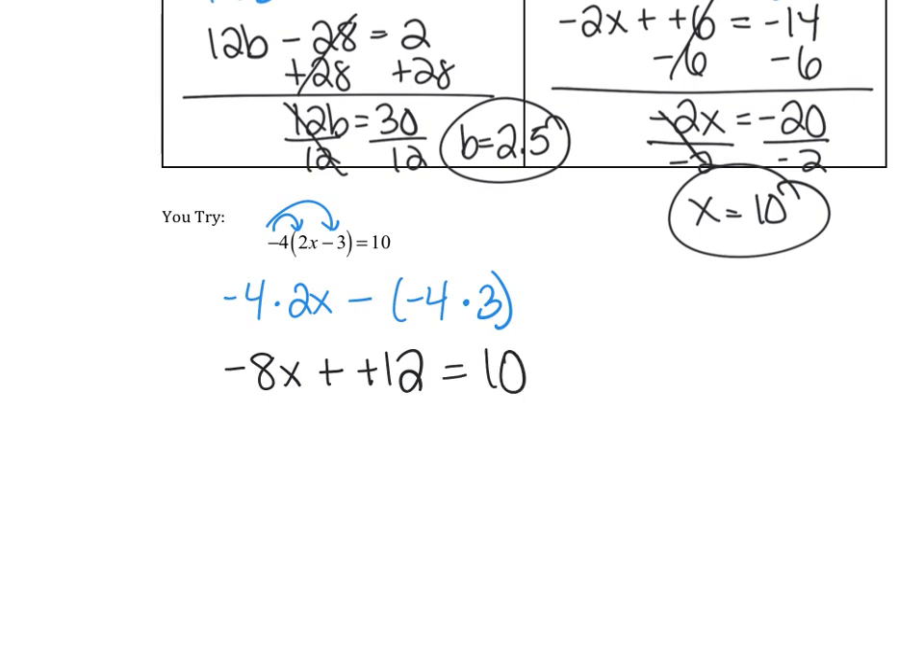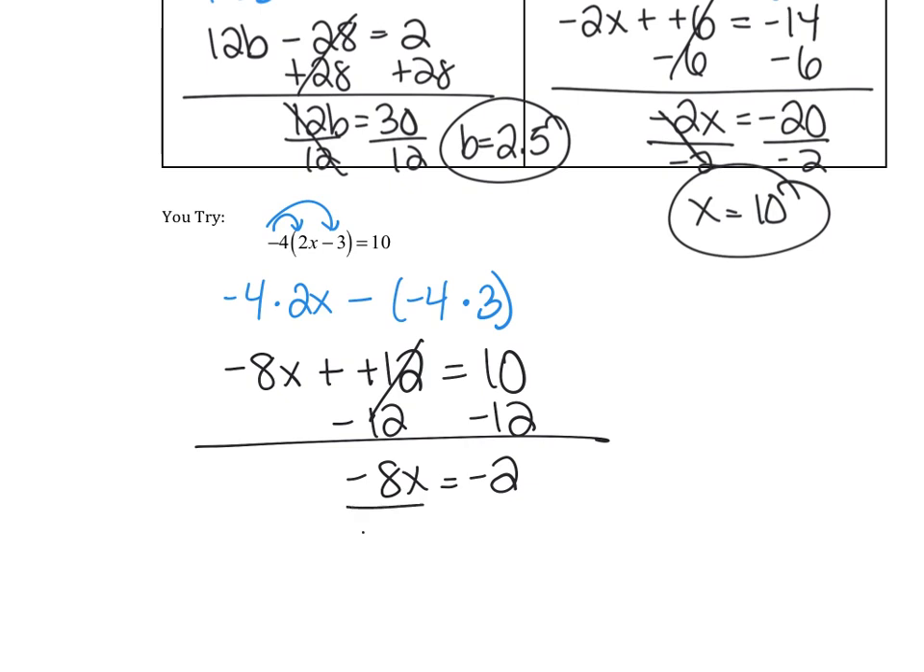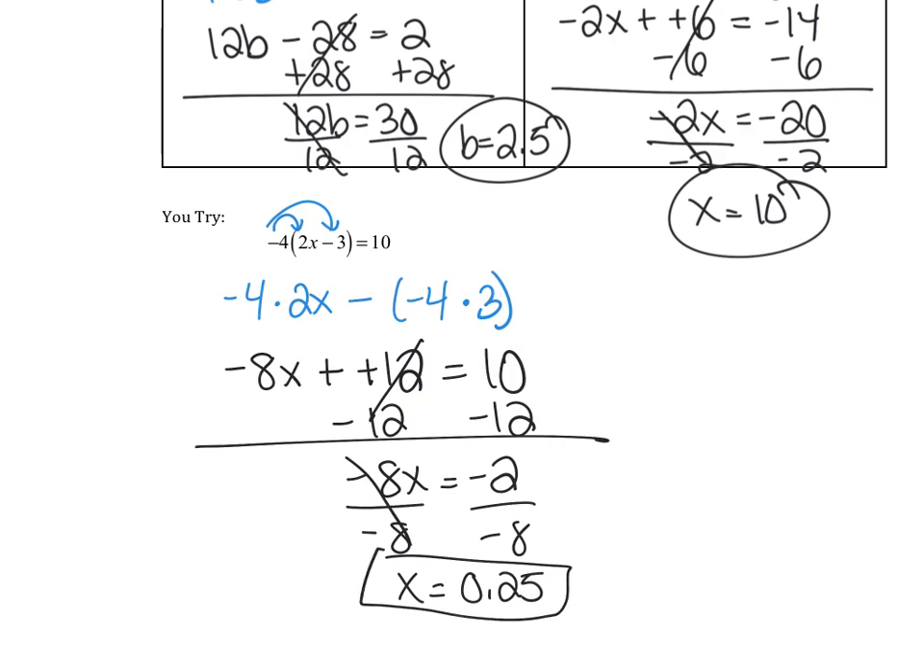Now that you have a negative 8x plus 12, to get rid of the plus 12, we have to subtract it. When we subtract it from both sides, we've got negative 8x is equal to negative 2. And this one's going to be a not so nice answer as well. But in order to solve for this one, we're going to divide both sides by the negative 8 because I want to get rid of the negative 8 that's with the x. And when I do that, I get positive 0.25, also known as 1/4.